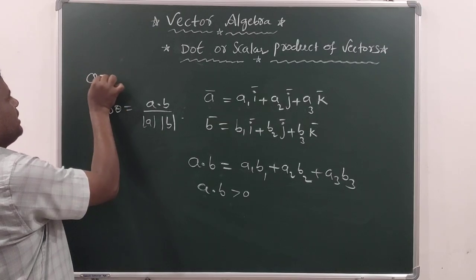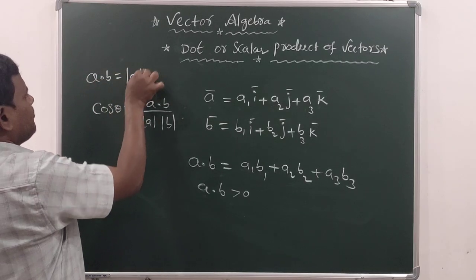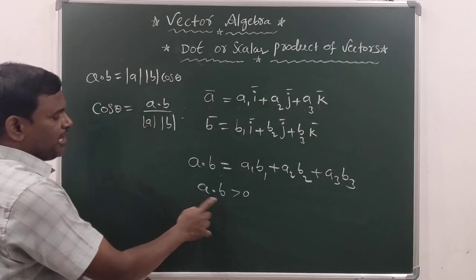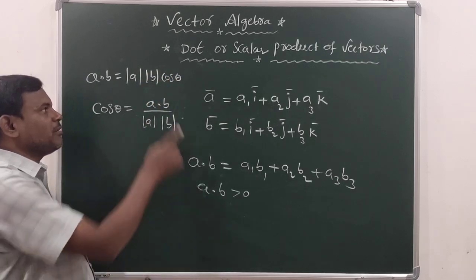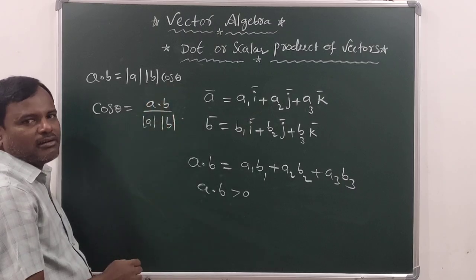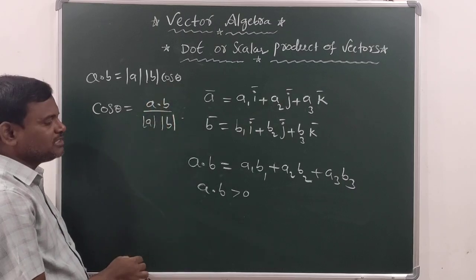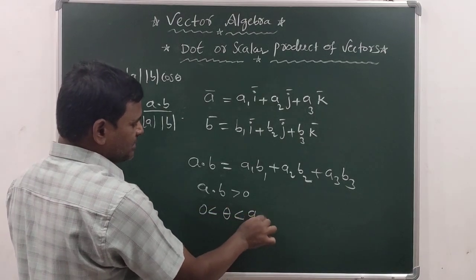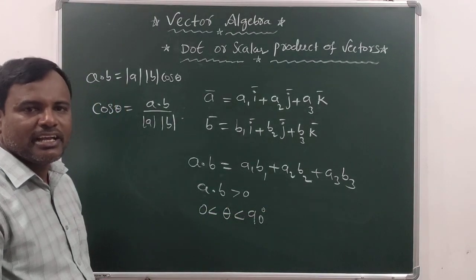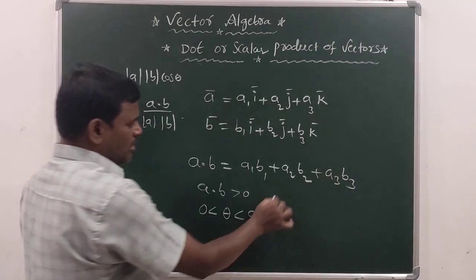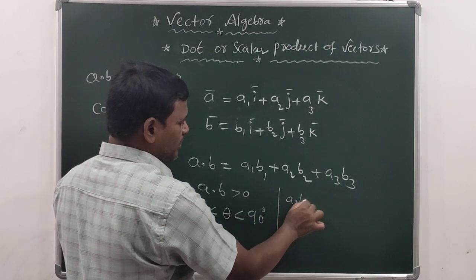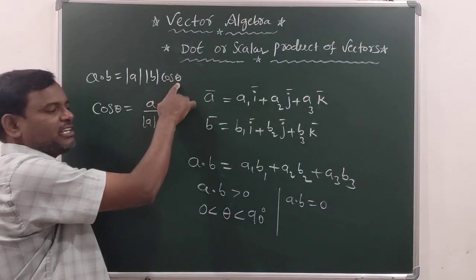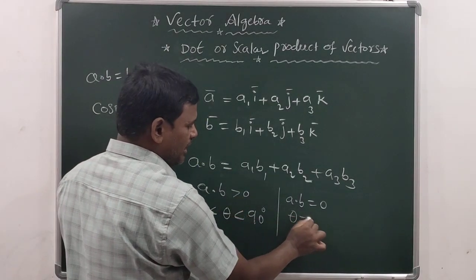Otherwise you can write like this, A dot B equal to mod A mod B cos theta. Whenever A dot B is positive, then observe that theta belongs to the first quadrant, means theta is lying between 0 to 90 degrees. Angle between the vectors is an acute angle. And A dot B, sometimes you may get 0. When it is possible, whenever the theta is equal to 90 degrees.